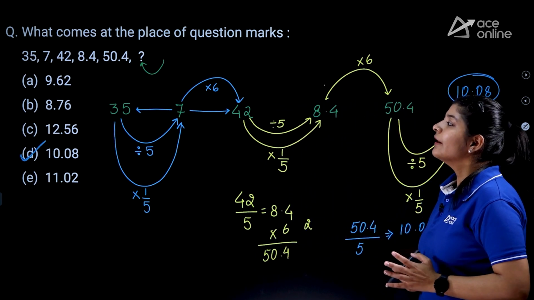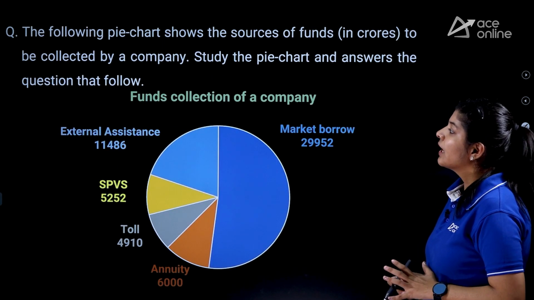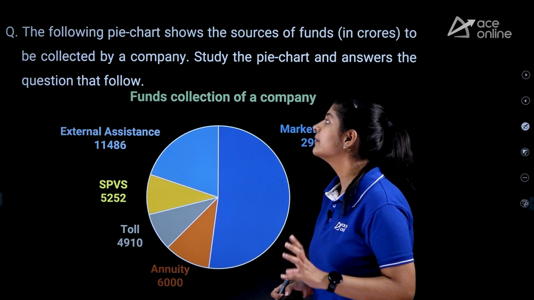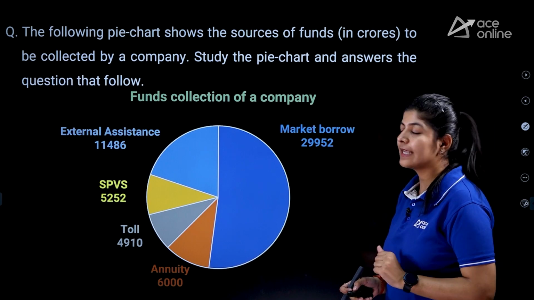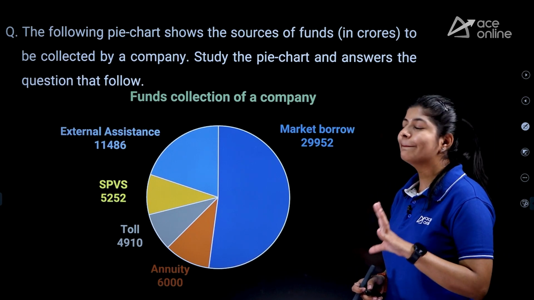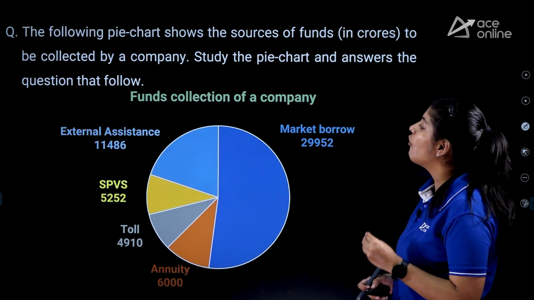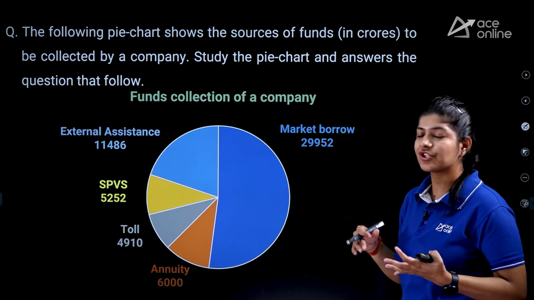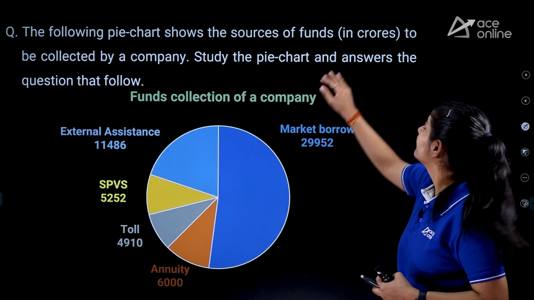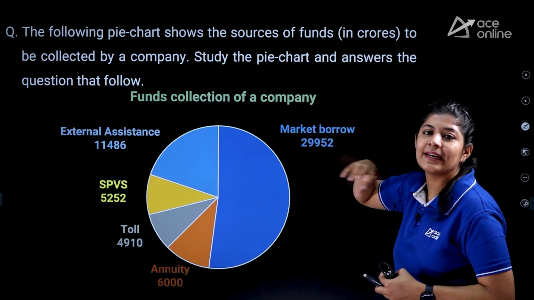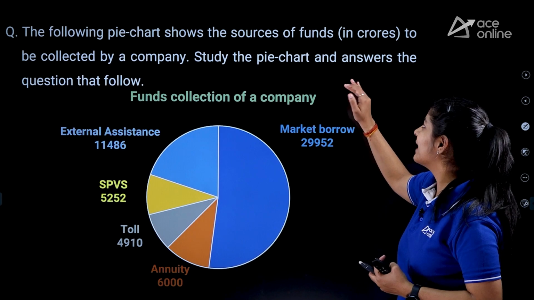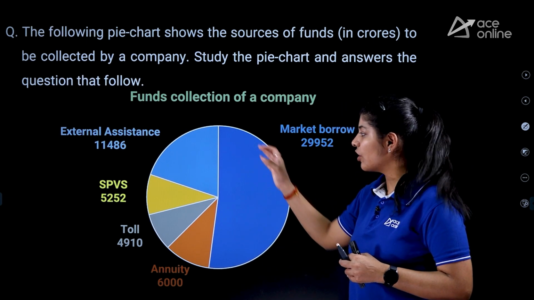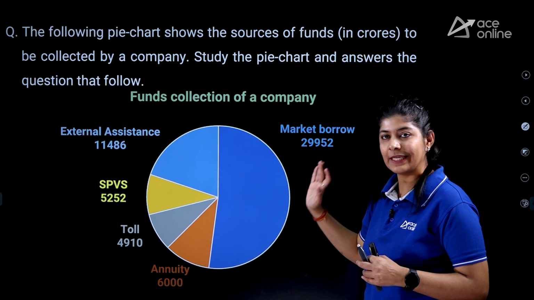Okay. Now let's talk about some more questions. So here we are again going to deal with a DI. Again, DI is very important. So this particular question says that the following pie chart shows the sources of funds. So here we have a pie chart and it shows the fund collection of a company in different sectors, in crores, to be collected by a company. Study the pie chart and answer the questions that follow. So we have some questions based on this particular chart.